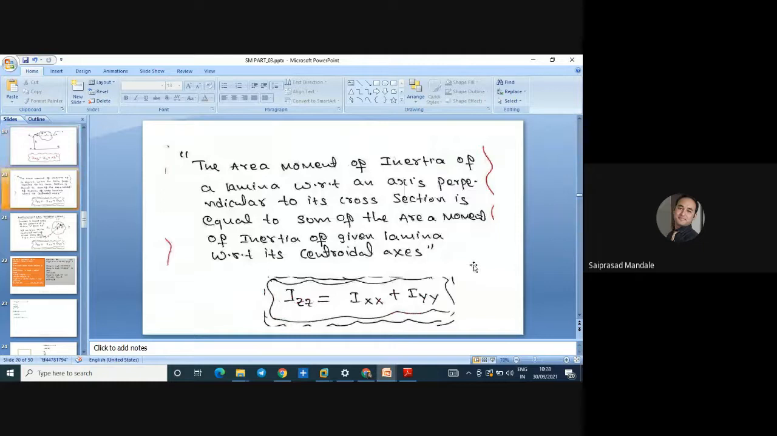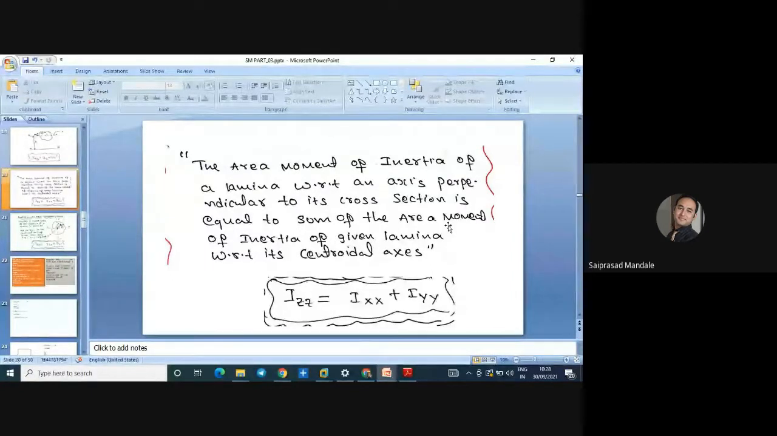What is the perpendicular axis theorem? The area moment of inertia of a lamina with respect to the axis perpendicular to its cross section is equal to the sum of the area moments of inertia of the lamina with respect to the centroidal axes.